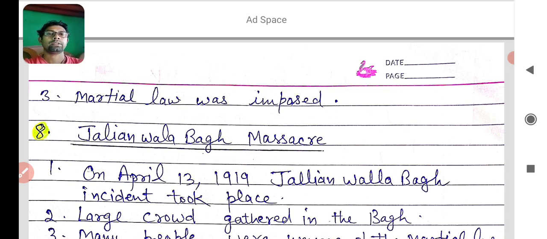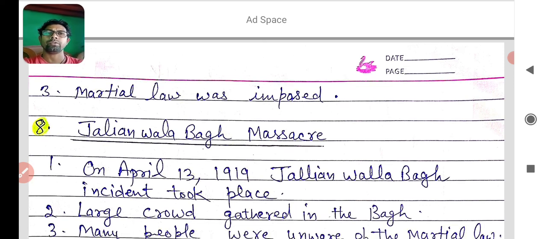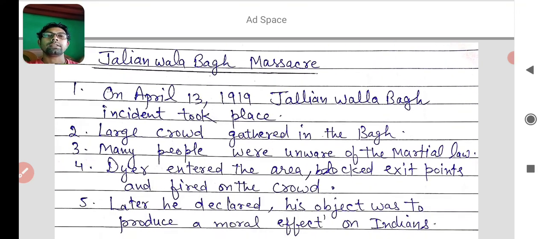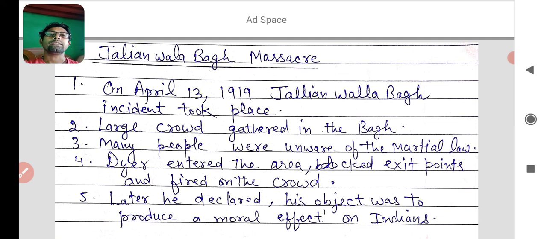Now, the Jallianwala Bagh massacre. It's a very important point of the lesson. It will be a 3 marks question in the exam. Write a note on the Jallianwala Bagh massacre, or: the Jallianwala Bagh massacre was a black day of Indian history, justify the statement. You will write that on 13 April 1919, the Jallianwala Bagh incident took place.